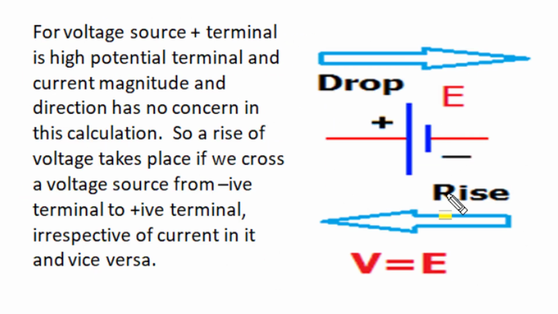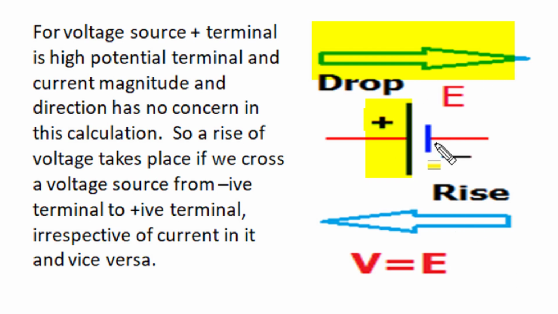In a voltage source, the positive terminal denoted by the longer arm is the high potential terminal and the other, negative terminal is the low potential terminal. And if we move across an EMF source from high potential to low potential, a voltage drop will take place, and for reverse movement from low potential to high potential, a rise in voltage takes place, and in both conditions rise and drop of voltage is equal to the source EMF value irrespective of the amount of current in this EMF source.